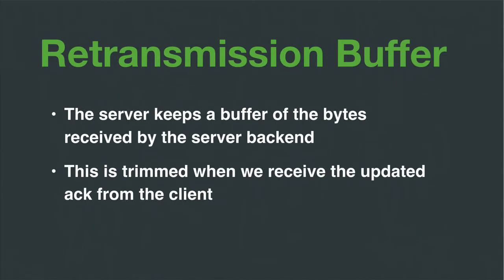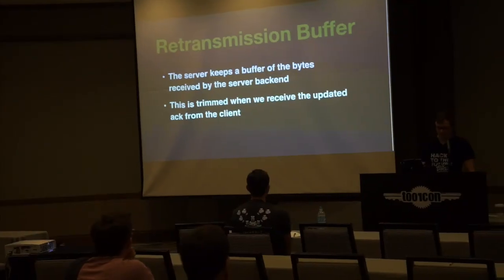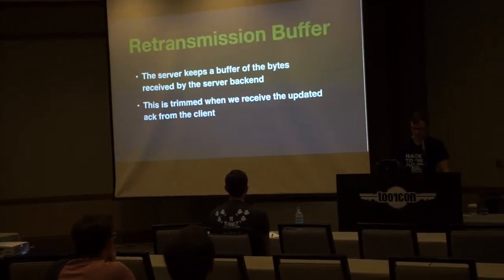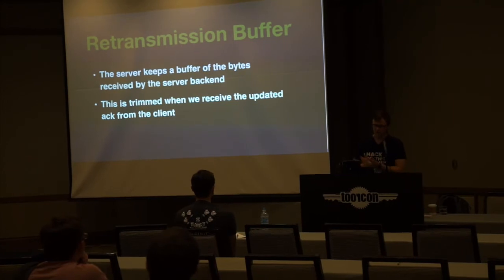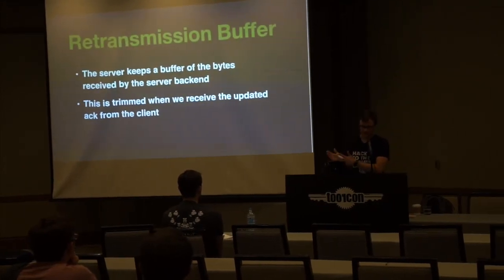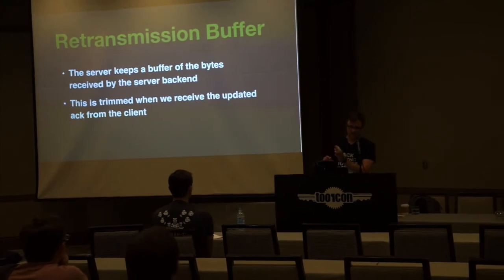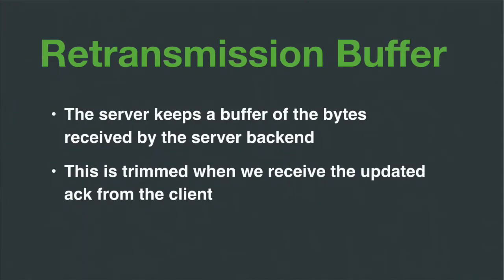And then this retransmission buffer is also defined in the NASSH relay protocol. The server will keep track of the bytes received by the backend service, and then we trim that retransmission buffer whenever we receive an updated ACK from the client. So when there's a new connection to this access proxy, it'll be in the query string because it starts out as an HTTP request. And then once the WebSocket connection is established, it's just that 4-byte integer that is prepended to the SSH payload, and then we use that to trim the retransmission buffer.